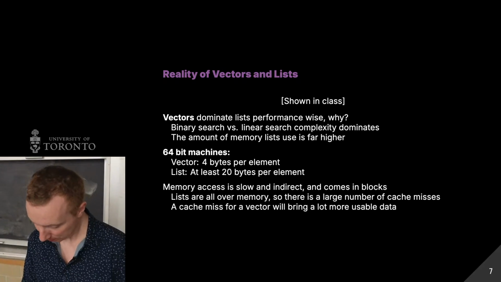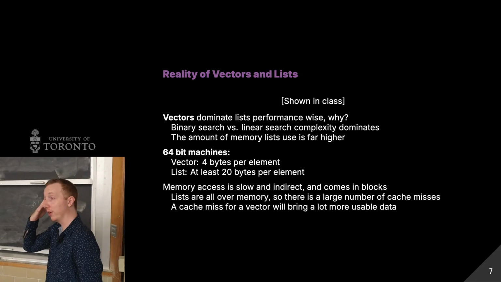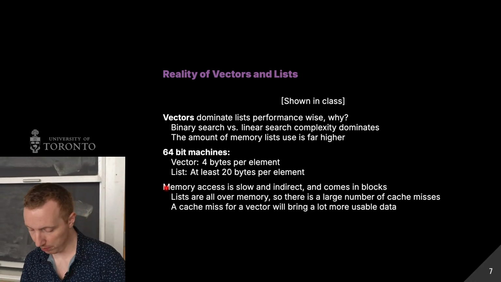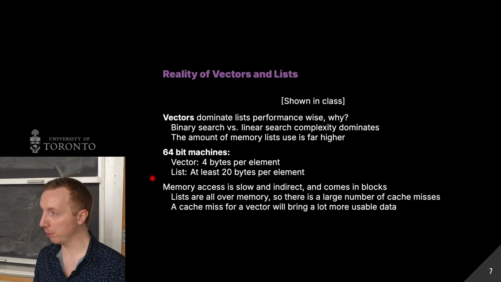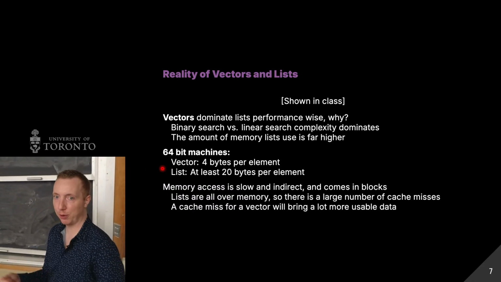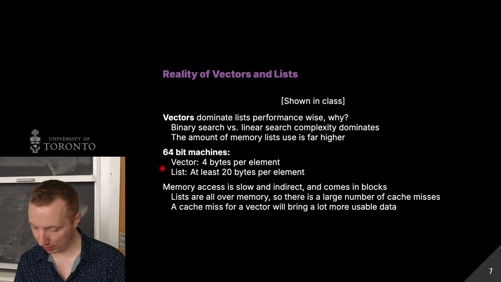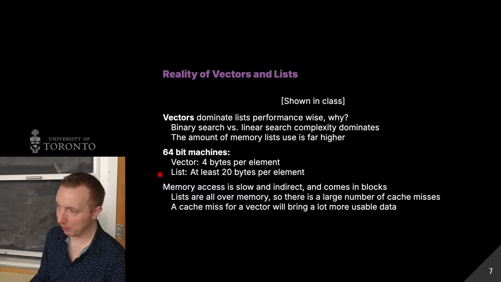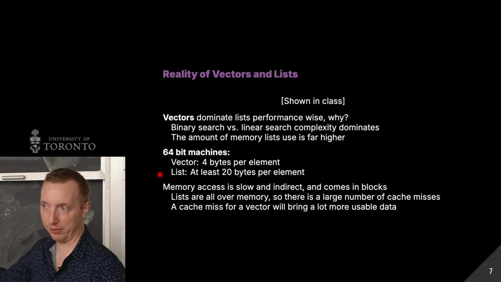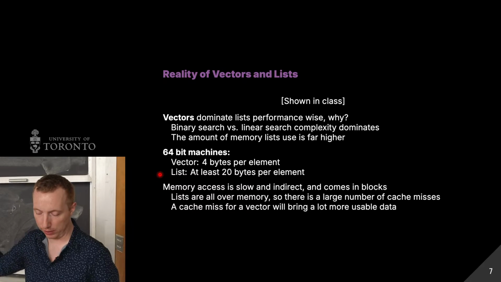reach for. So on 64-bit machines, one thing you have to generally be concerned about is the size of the data we're storing per element. If you have a 64-bit machine, aka your pointers are 8 bytes, well, for a vector, each element is 4 bytes. If I'm storing ints, it just takes an int, that's it, it doesn't take any more space. A list per element takes 20 bytes, right? We have a previous pointer and a next pointer, so that's 16 bytes by itself, and then we have the 4 bytes for the actual data.